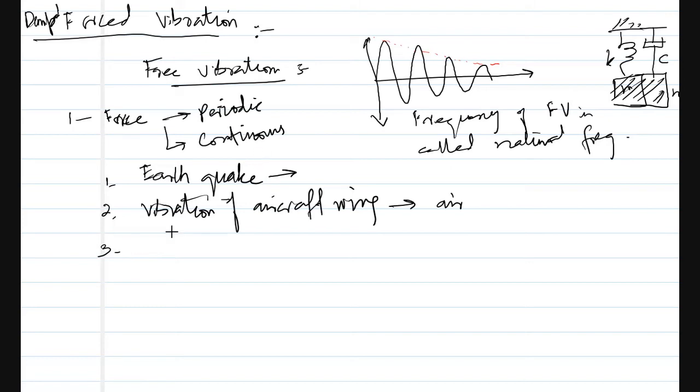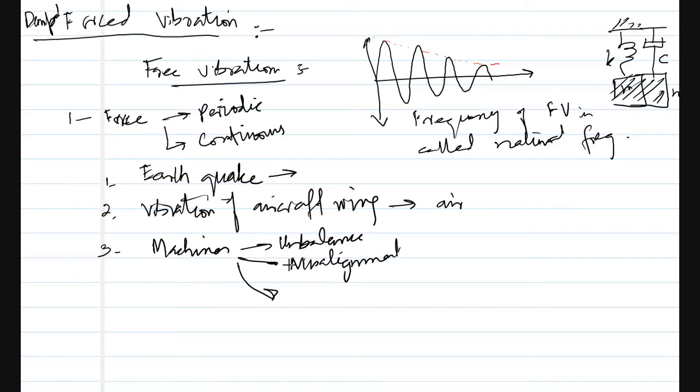The third application, a general application, there are so many, like in machines. Vibrations in machines are very common. This may be due to unbalance. The unbalance also causes forced vibration. It may be misalignment of the shafts, and it can be any other source. There are so many sources of vibration in machines. So these all are the forced vibrations.